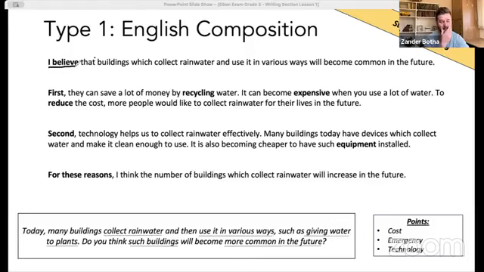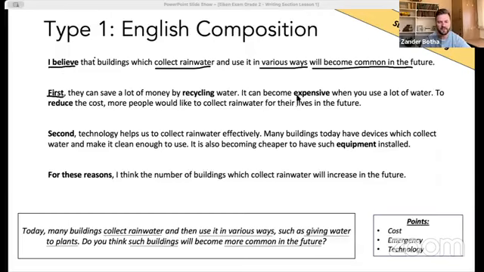But I wrote, I believe that buildings which collect rainwater and use it in various ways will become more common in the future. You see here, I use the keywords from the topic. That's part one. For part two, I started with first. You can also start with firstly. They can save a lot of money by recycling water.